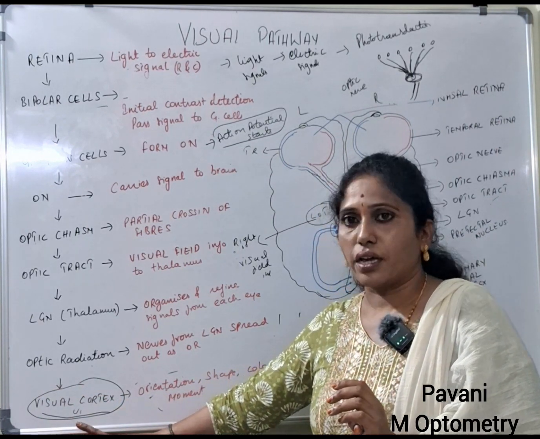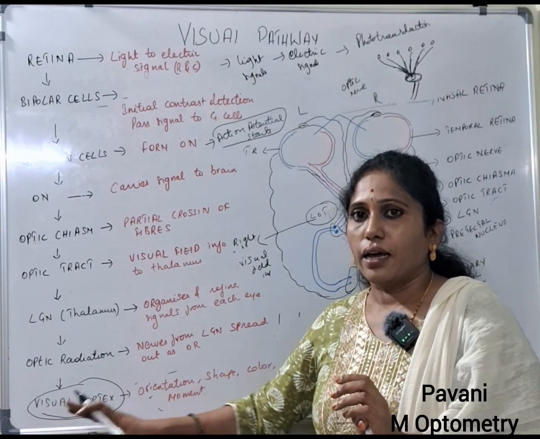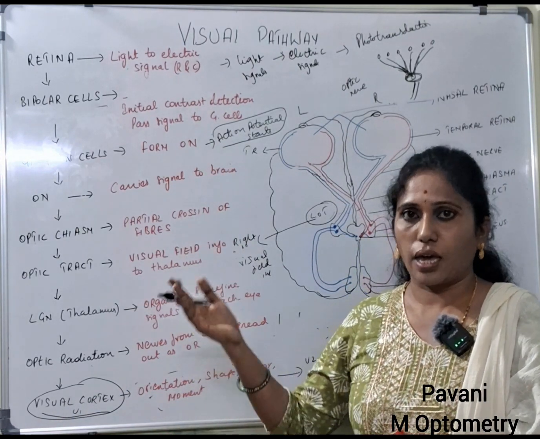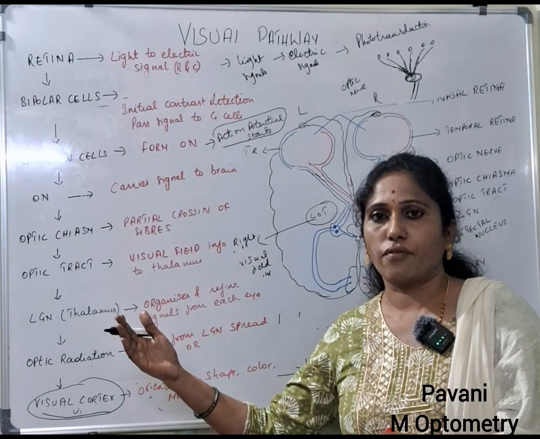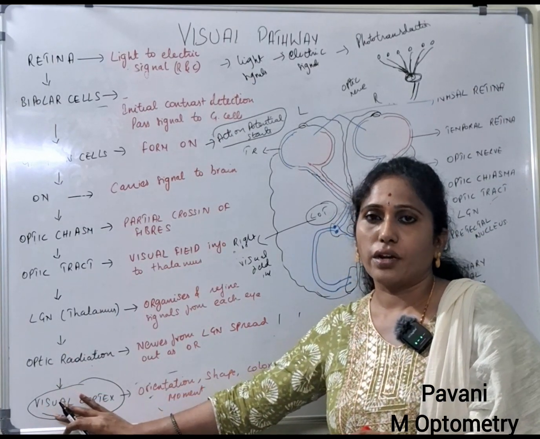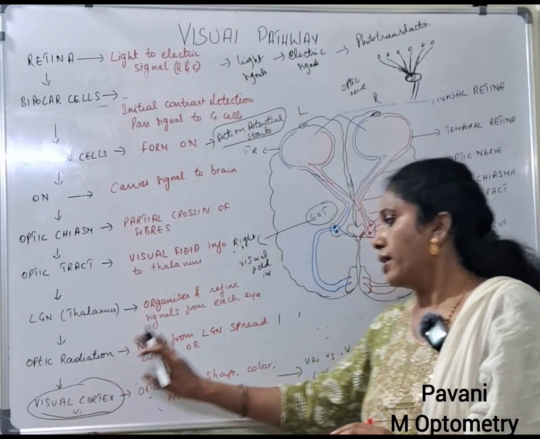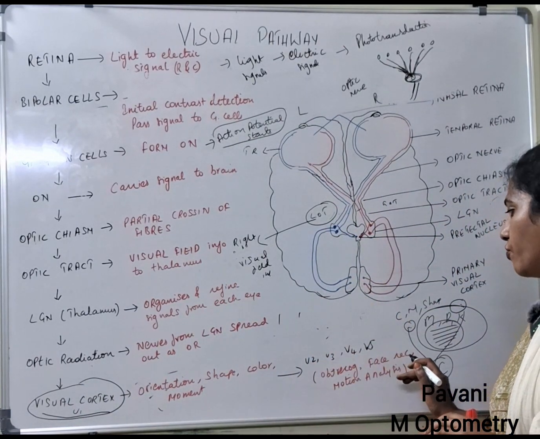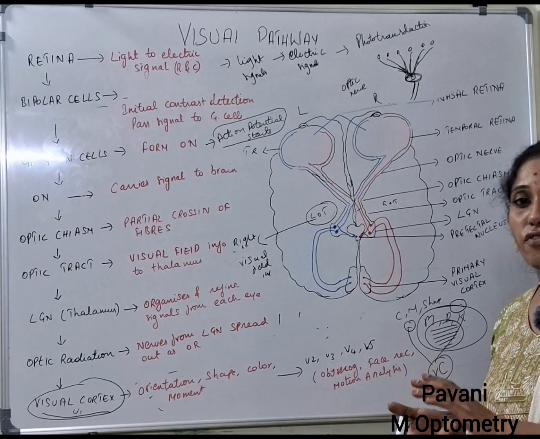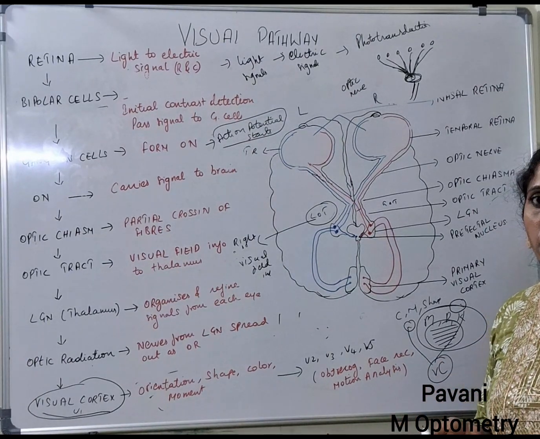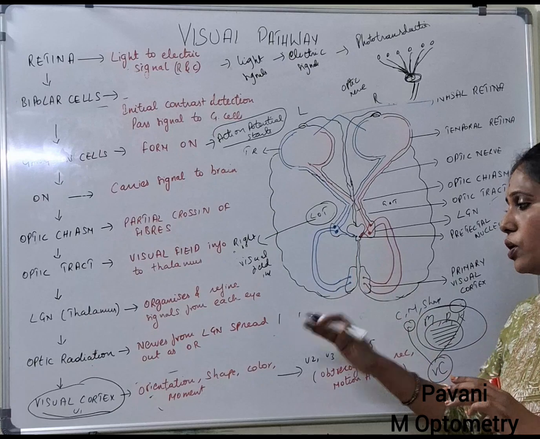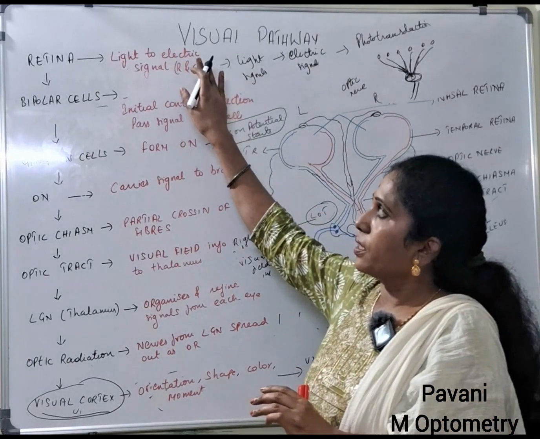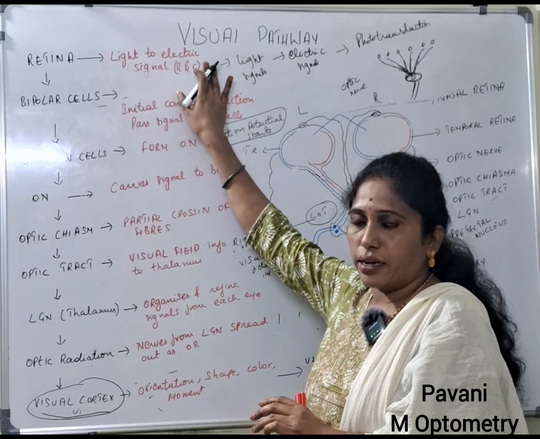First it goes to the V1 area of the visual cortex. There it gives the interpretation of the image based on the size, shape, motion, depth, distance, everything will be sorted out at the V1 area, and then later it will be sent to the higher areas like V2, V3, V4, V5 for motion recognition, face recognition, object recognition, till further more details it will be sent to the higher areas.